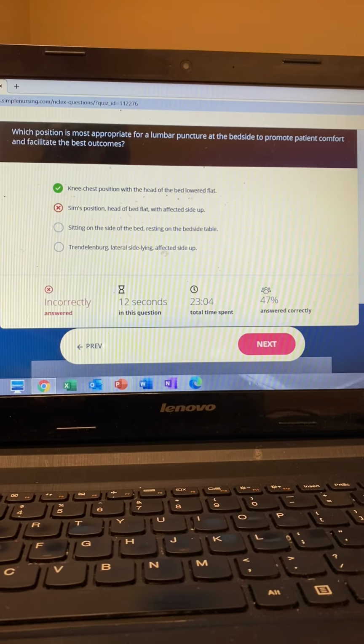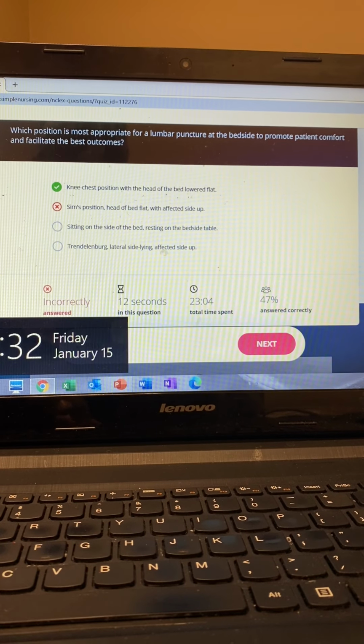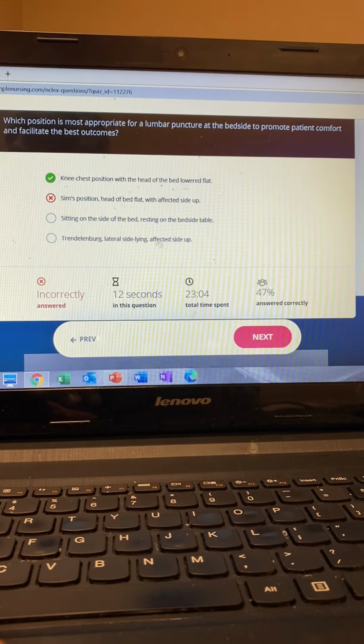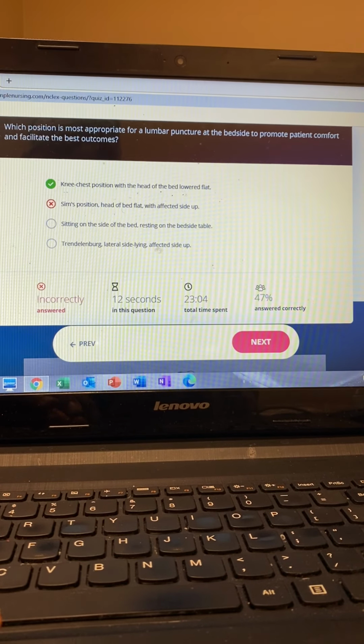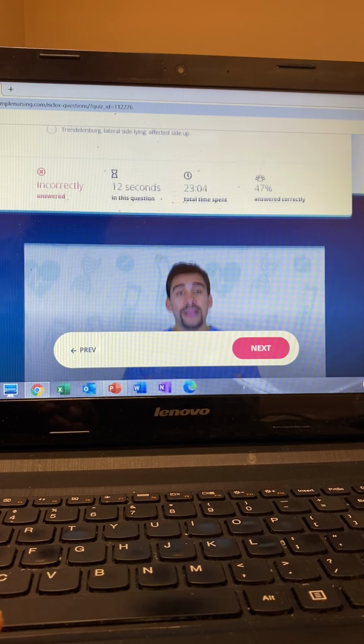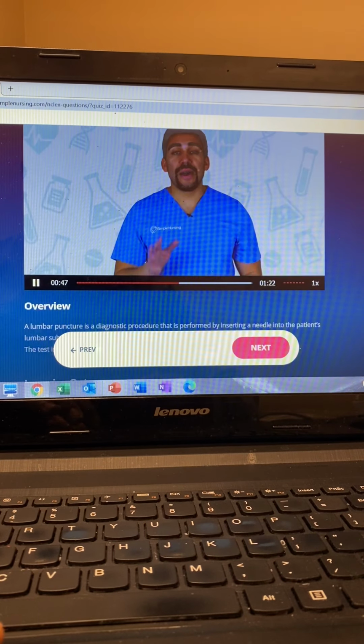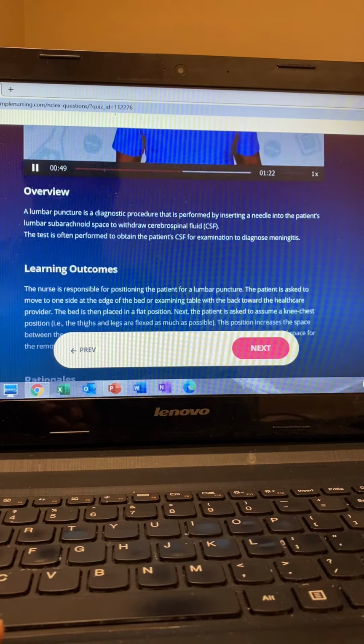So option number 1 is the correct option, basically the fetal position. Knees to the chest while the patient is lying in bed gives the best access for a lumbar puncture, so the patient can lie down comfortably. Now option 2, 3, and 4 are incorrect.